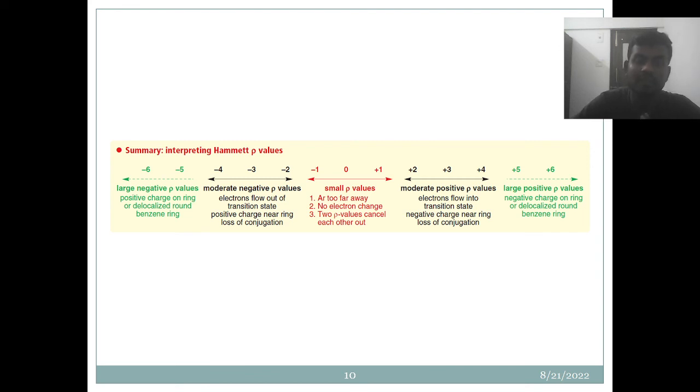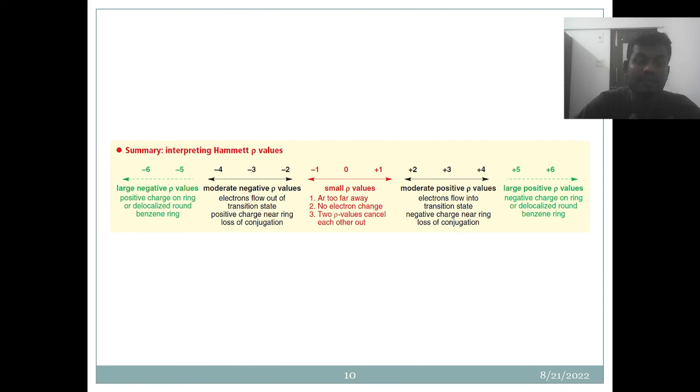When will it happen? When electron flows out of the transition state, like in SN2 type, in which O minus was attacking an ethyl iodide. So electron was flowing from the substrate to the other thing. Positive charge near the ring, or loss of conjugation.